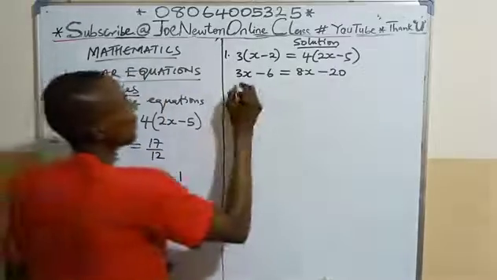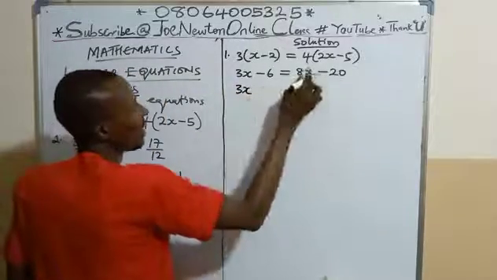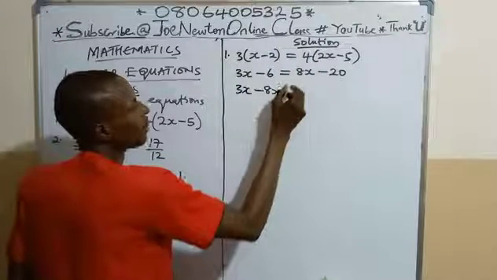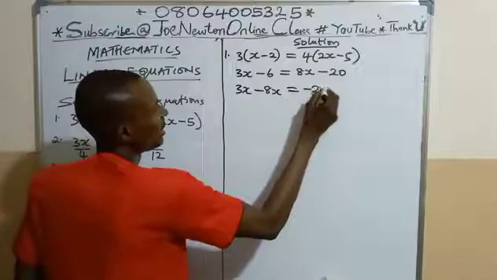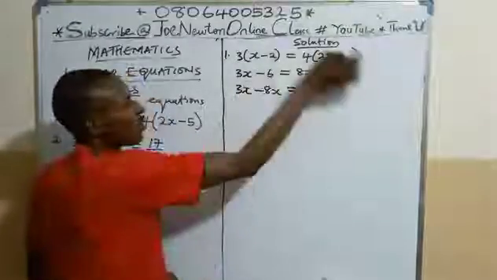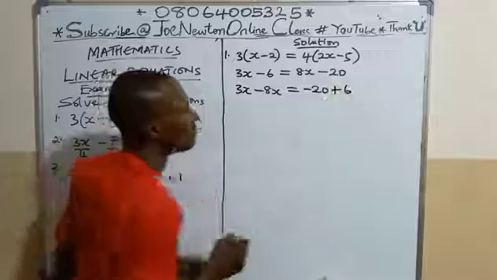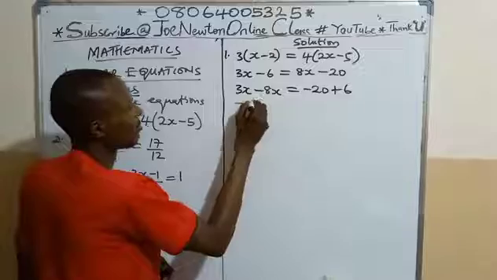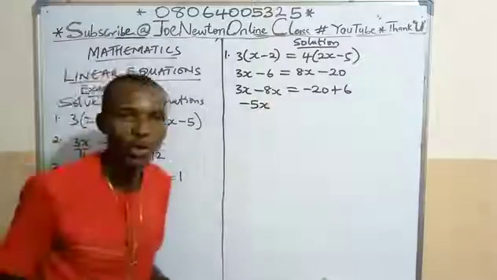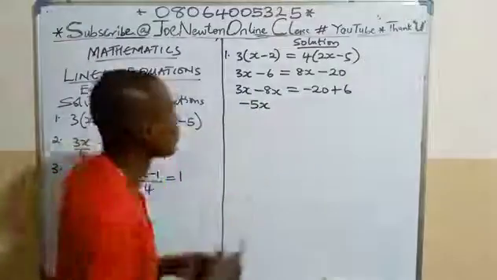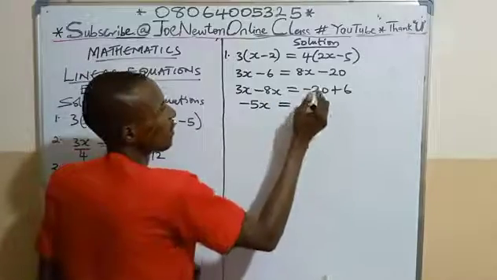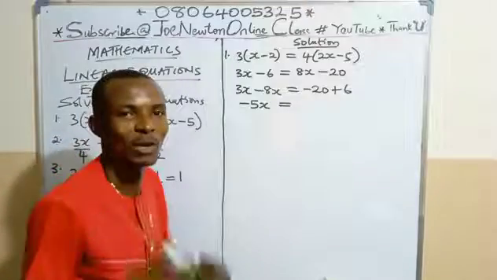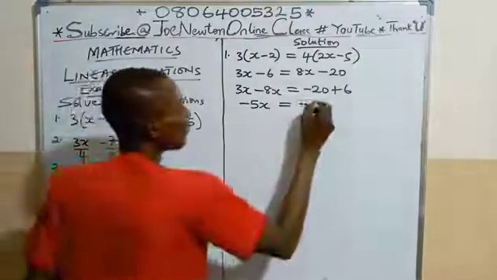Then we have this 3x. This 8x will come over and become minus 8x, because it is positive here. Equals minus 20 is the landlord here. Then minus 6 will cross over to become plus 6. Then we continue. Now 3 minus 8 gives you minus 5. If you are owing 8 and pay 3, you are still owing 5. That's minus 5x equals minus 20 plus 6. That means if you are owing 20 and you pay 6, you are still owing 14, equals minus 14.